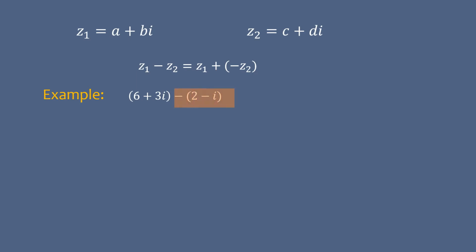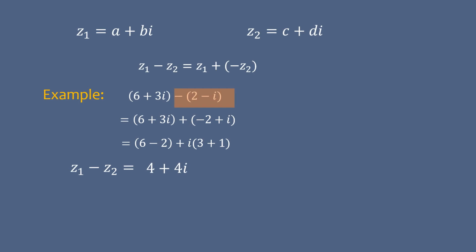So this term can also be written like this. We did it to make the term look like addition, and now since it is of the form z1 plus z2, we can simply add these two and get the difference of given complex numbers. So now adding 6 and minus 2, and 3 and minus 1, to get z1 minus z2, which is equal to 4 plus 2i. Let us look at the same problem in a different manner.